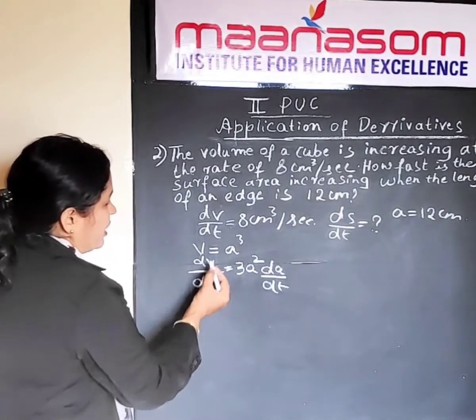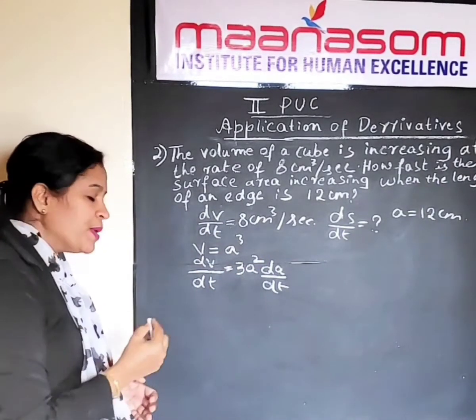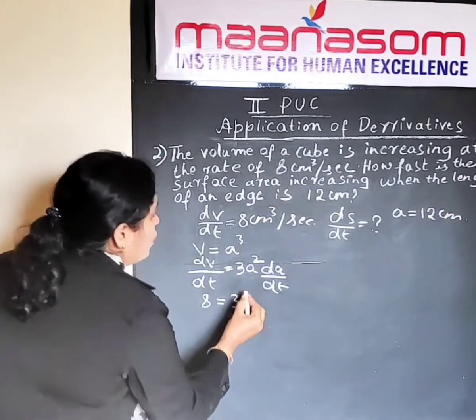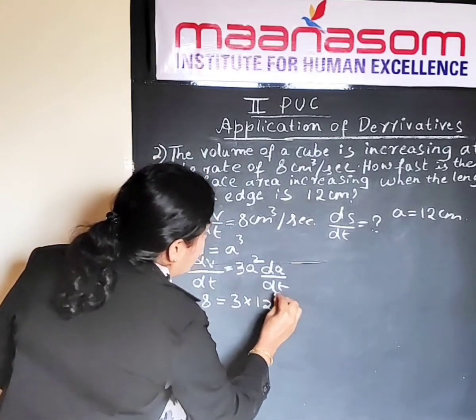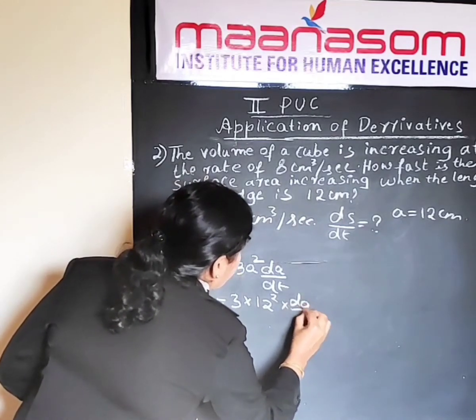Let us evaluate dV by dt here. We have written dV by dt is equal to 8 centimeter cube per second. So 8 will be equal to 3 into, we know our a. What is our a? 12. So let us write 12 square into dA by dt.